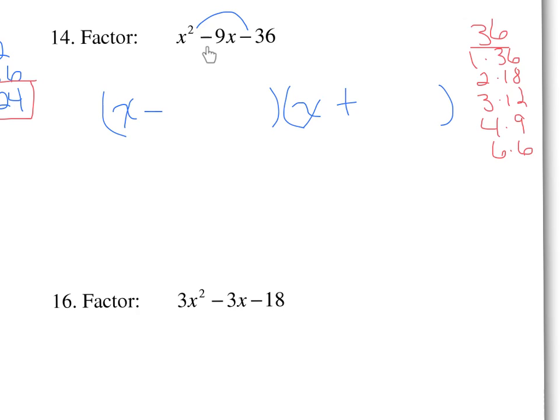Well, which ones will subtract to make 9? When I look through the list, it looks like 3 times 12. Those subtract to make 9, but write the biggest one first, because when you add them, negative 12 and positive 3 make negative 9. If you write them the other way, you'll have a sign wrong in the middle.